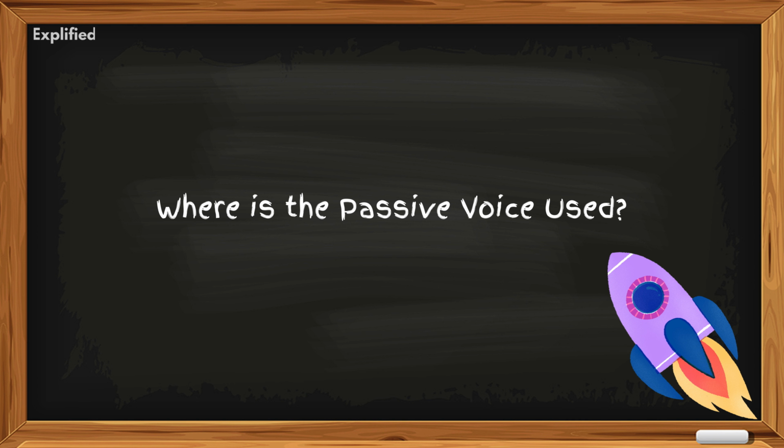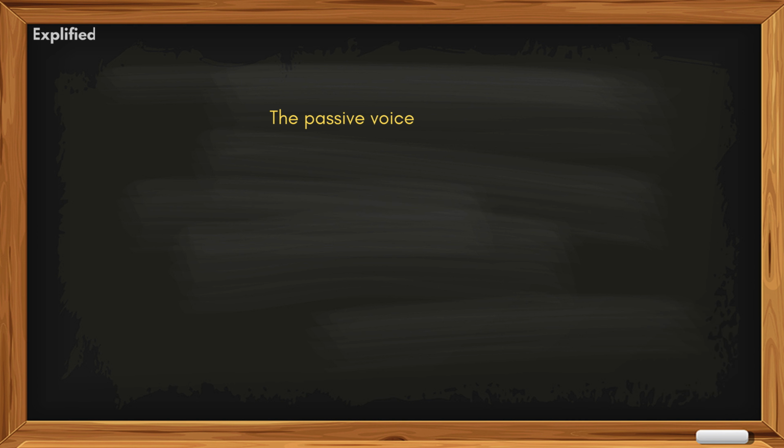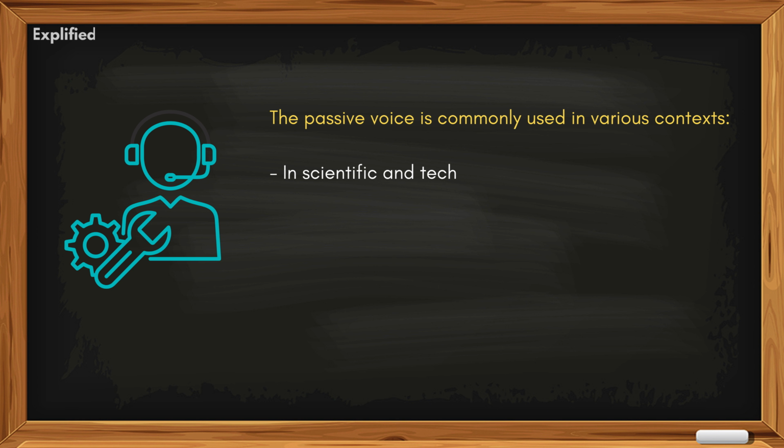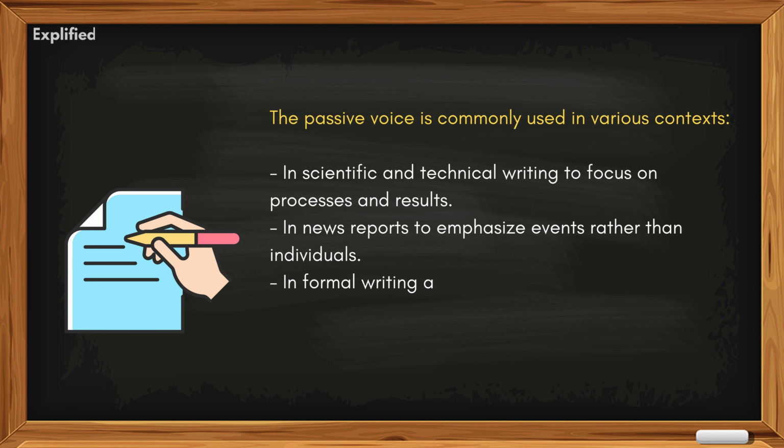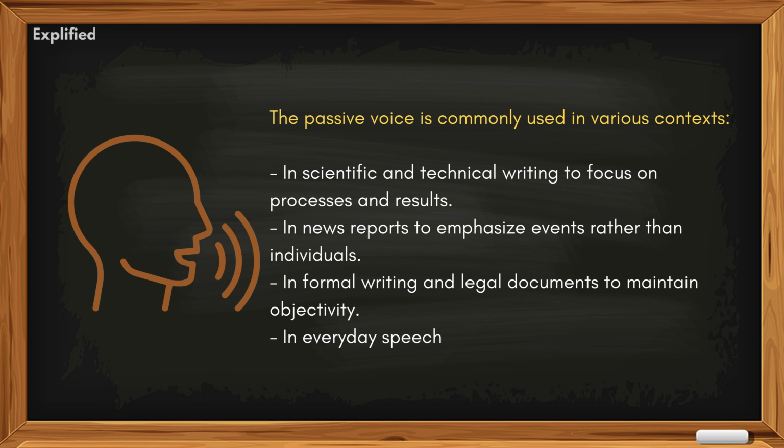Where is the passive voice used? The passive voice is commonly used in various contexts. In scientific and technical writing to focus on processes and results. In news reports to emphasize events rather than individuals. In formal writing and legal documents to maintain objectivity. In everyday speech to highlight actions or outcomes.